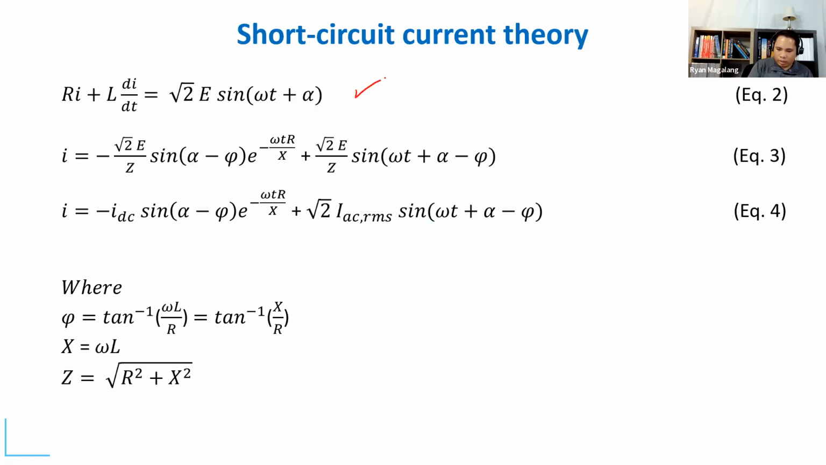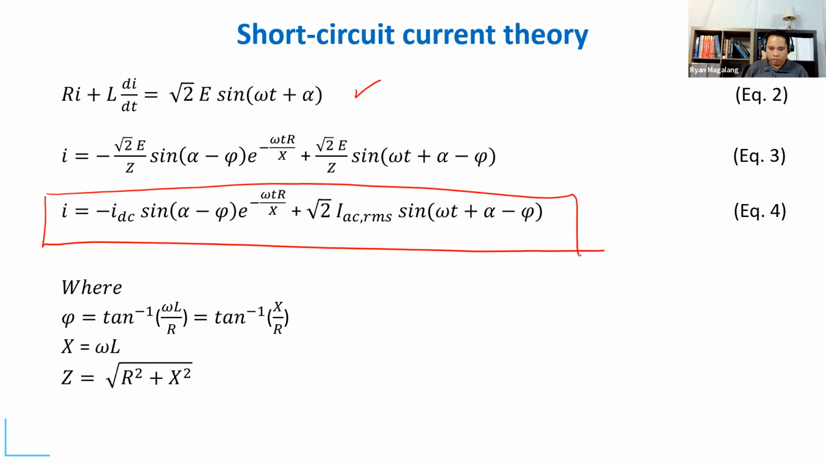Well, this is a general equation, and when that is solved, when we calculate for that, this is your equation. So looking here, you have two parts of your equation. This one here on the right is your symmetrical part, and this part right here on the left is your decaying DC. Eventually, the DC will disappear.